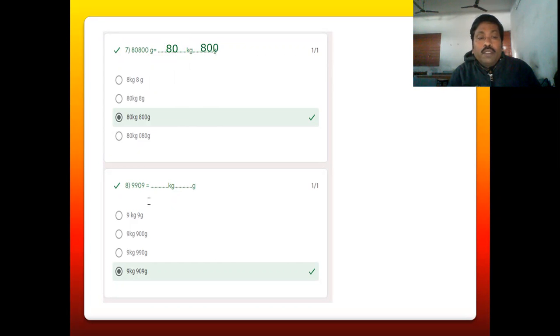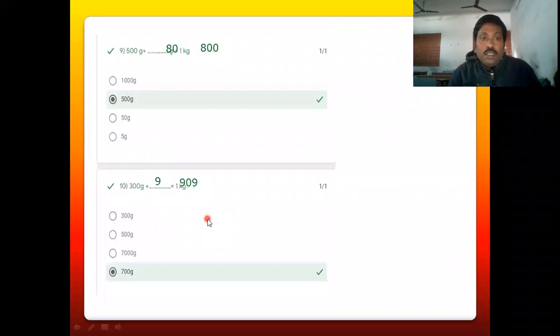In the same way we can solve question number 8. Take 3 digits from the right side: 1, 2 and 3. So 909 gram will be the gram, and the remaining digit is 9. So our answer will be 9 kg 909 gram. Now see the next question.